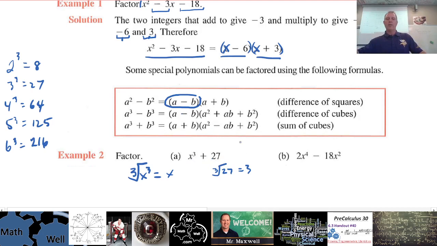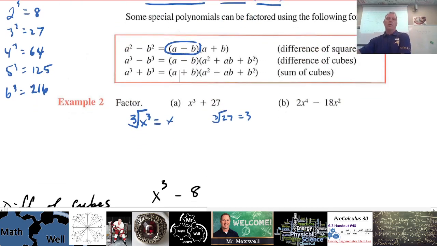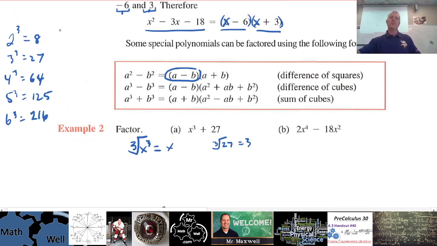Okay, so how do we practically use this? Well, you're going to want to make sure that you know what some of your cubes are, and it would be good for you to memorize some of the cubes, possibly up to 10, but for the most part, the ones you're going to use the most are from 2 to 6. So have those memorized would be good for you.